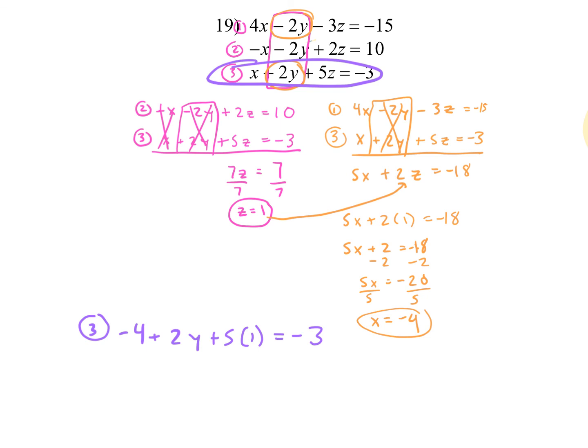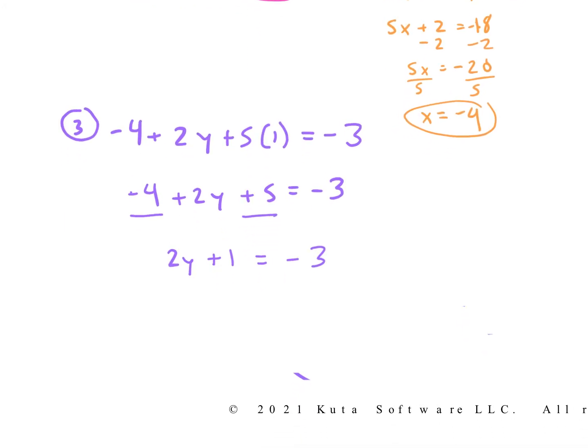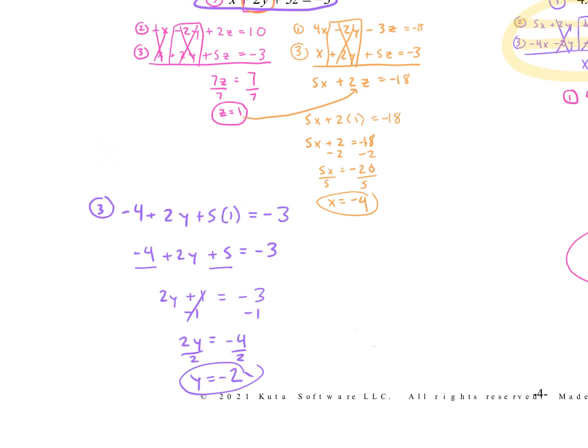What should I do first to solve? Multiply 5 times 1. So negative 4 plus 2y plus 5 is equal to negative 3. What should I do next? Combine like terms. So 2y plus 1 is equal to negative 3. Then subtract 1. So 2y is equal to negative 4. Then divide by 2. So what's y equal to? Negative 2. So I found x, I found y, and I found z. How do I write my answer? Negative 4, negative 2, 1.